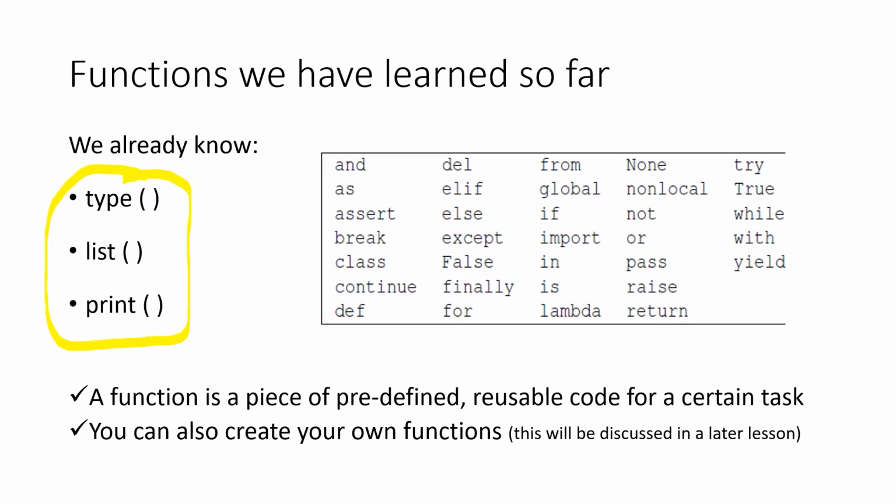If we now look at the list of our reserved words in Python, maybe you can also remember that table, we can see that we already know the del function. Let's go to the definition. A function is a piece of predefined reusable code for a certain task. So that basically means that every time we write type or del or list or print, Python always knows what to do. We don't have to define anything, we don't have to code anything, all of that is predefined. So that basically means all these codes are always reusable and you cannot change them by yourself.